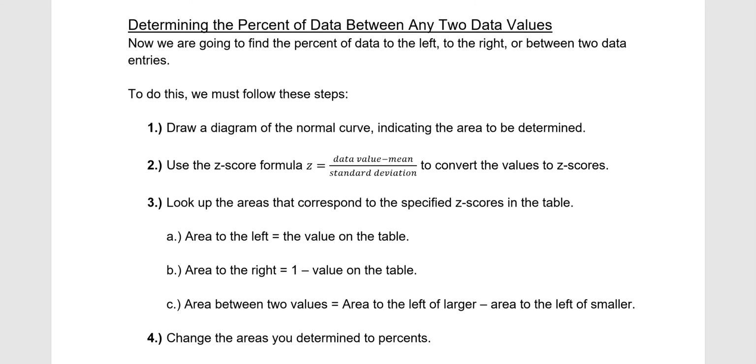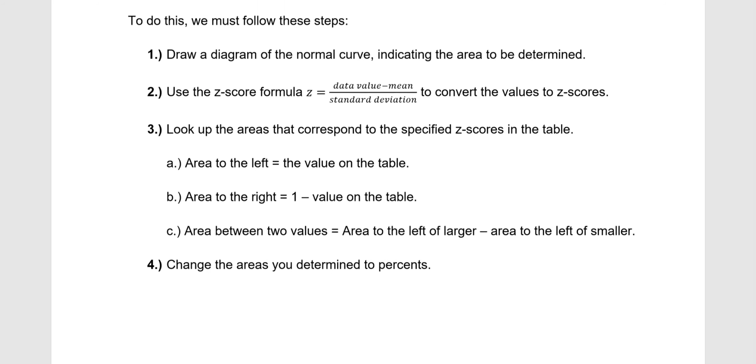And now we're pretty much going to be doing the main questions for this whole chapter here. We're going to be finding the percent of data to the left, to the right, or between two data entries, except we're not going to be given the z-values, the z-scores, right away. We're going to have to find them. So first step here is going to be draw the normal curve, and then shade in the correct area that we're looking for. And then we have to use this z-score formula to find the z-scores of all of the data entries that we're using. And then we have to look at the table.